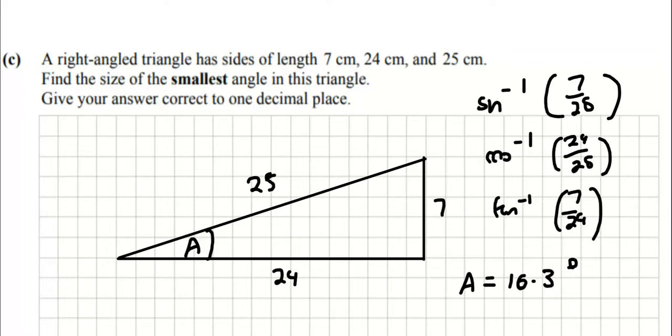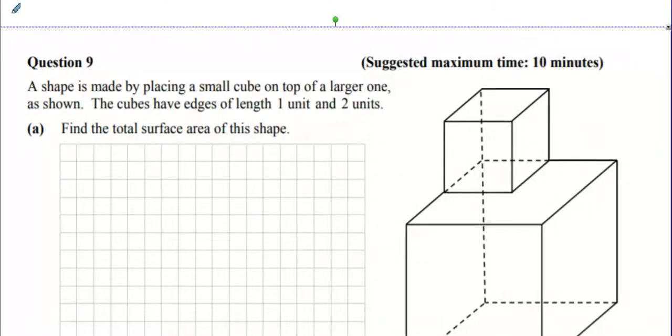Now we're on to question 9. A shape is made by placing a small cube on top of a larger one, as shown. The cubes have edges of length 1 unit and 2 units. Find the total surface area of this shape. Now, I'm trying to think of what we're doing here. What I'm going to do, guys, is get the surface area of the 2 cubes separately first.